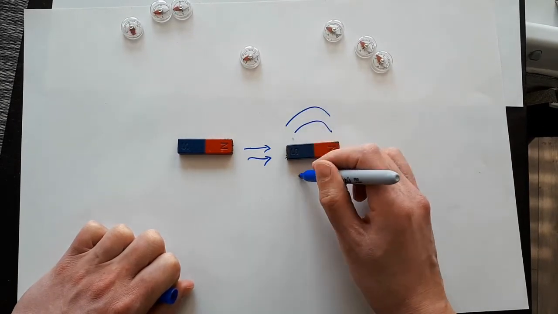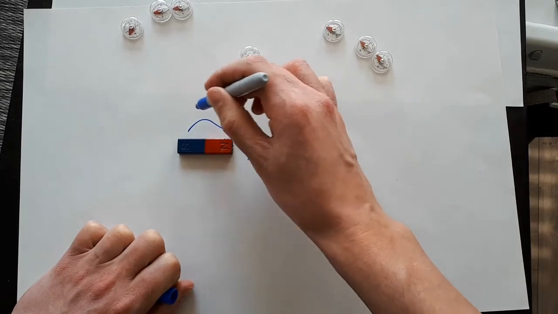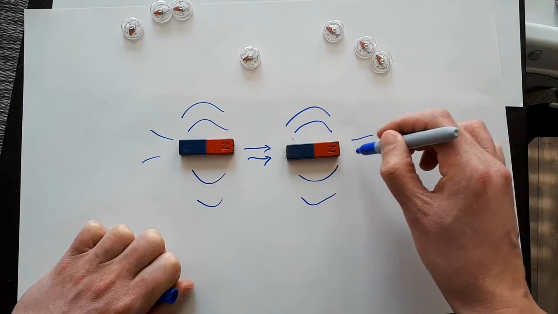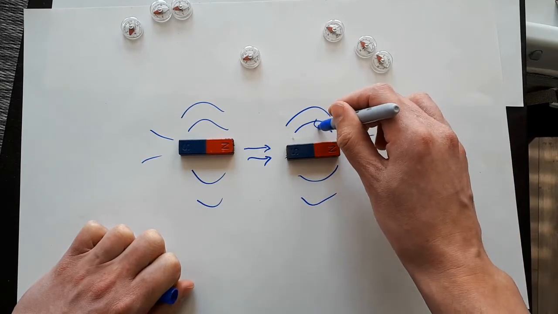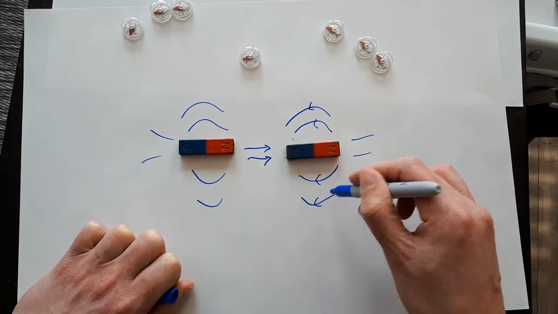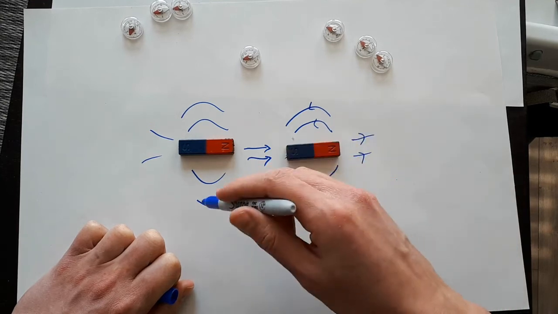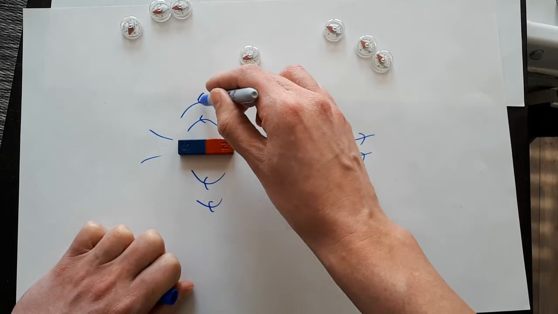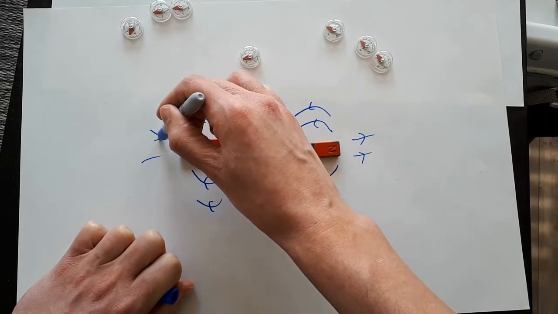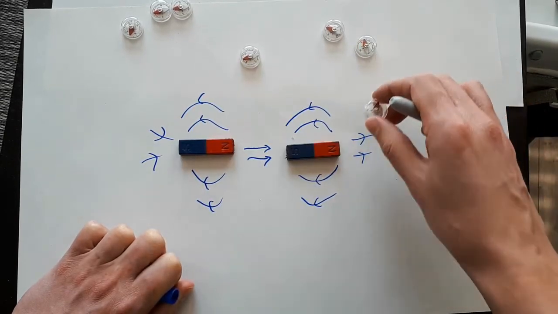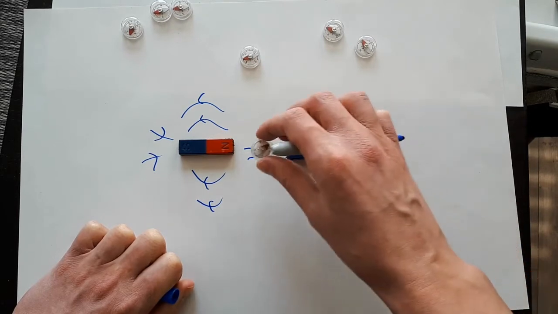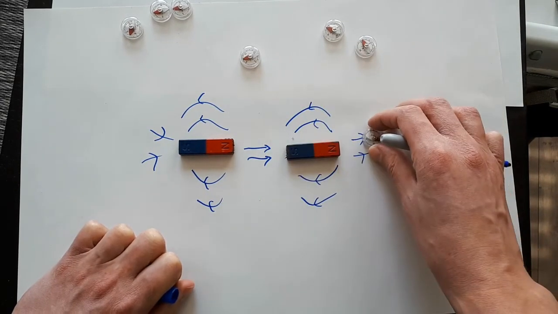And these field lines also interact between the poles on the same magnet. So we go out from north towards south. This is the direction that a compass needle points. A compass needle is how we define a magnetic field. And because compasses are tiny magnets, they will repel north and be attracted to south.